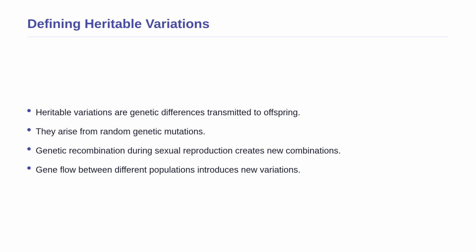They primarily arise from 3 sources: random genetic mutations, genetic recombination during sexual reproduction, and gene flow between different populations. These mechanisms constantly shuffle and alter the genetic deck, ensuring that no 2 individuals are exactly alike, which is crucial for the survival of any species.